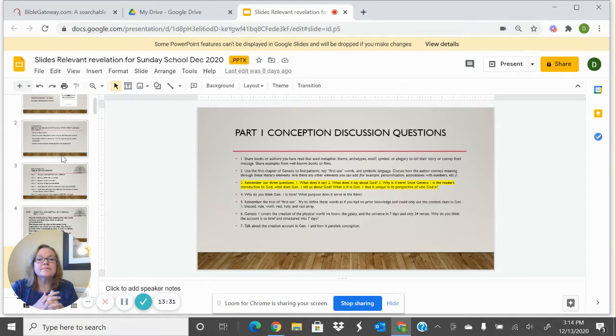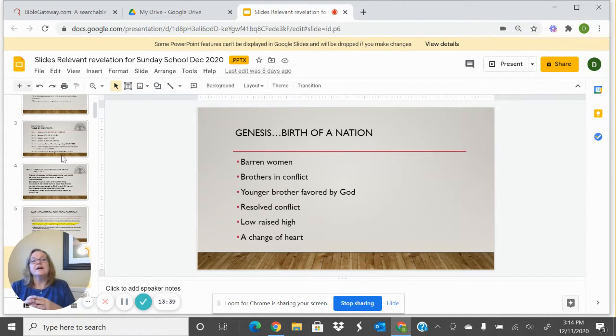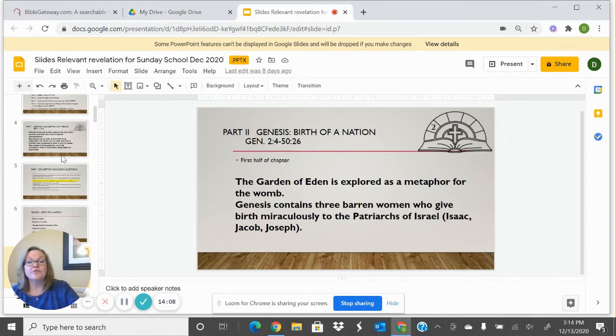Let's see. Tell us what it is in Genesis 1 that's unique about the perspective of God. And of course, he is the creator in that. We are looking at several other themes in the Bible in this book. We don't have time to get through all of them today and next week, but Genesis, birth of a nation. We're going to look at barren women in particular next week, brothers in conflict, younger brother favored by God. You've probably read through Genesis and noticed there's a lot of brother stories. And then we talk about resolved conflict too, and a change of heart. Yes, so that's a little bit of an overview of where we're going.